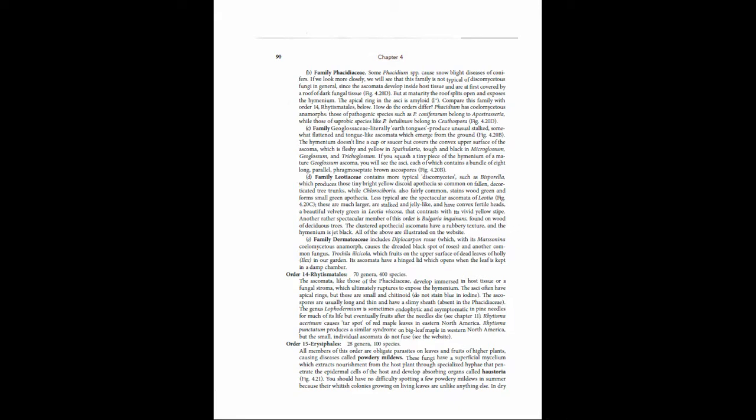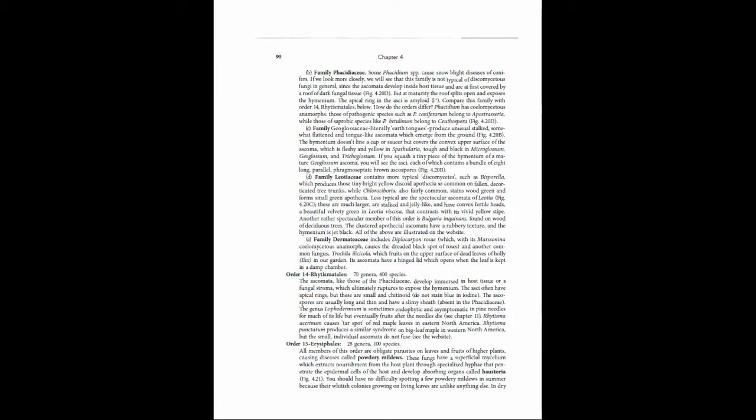E. Family Dermateaceae includes Diplocarpon rosae, which, with its Marssonina coelomycetous anamorph, causes the dreaded black spot of roses, and another common fungus, Trochila ilicicola, which fruits on the upper surface of dead leaves of holly, Ilex, in our garden. Its ascomata have a hinged lid which opens when the leaf is kept in a damp chamber.